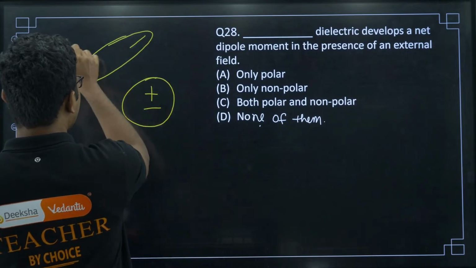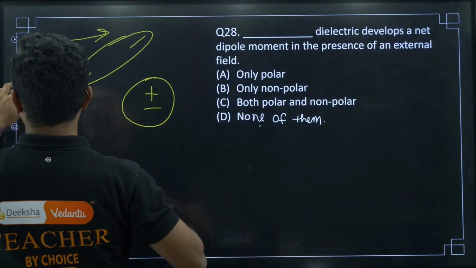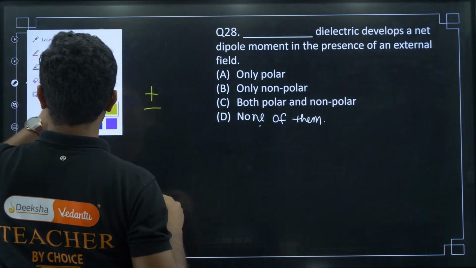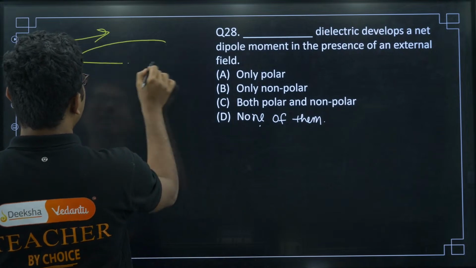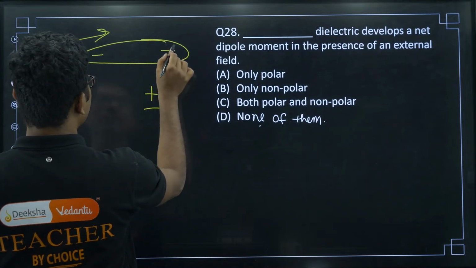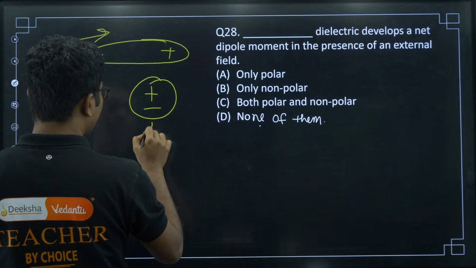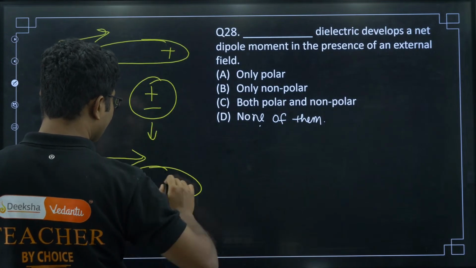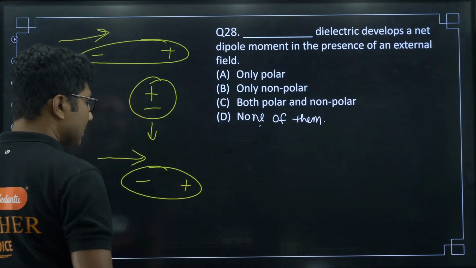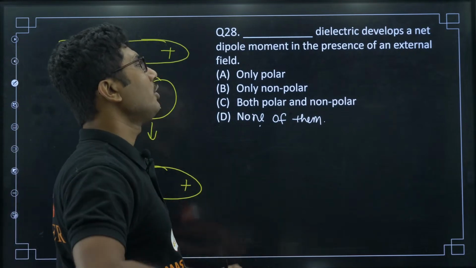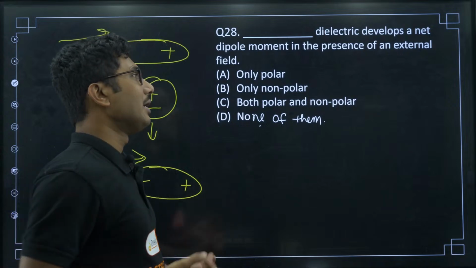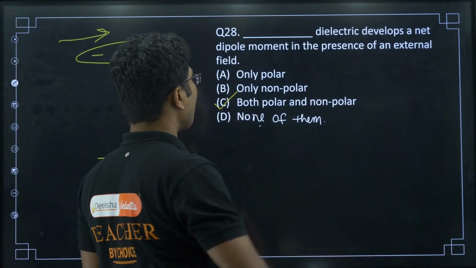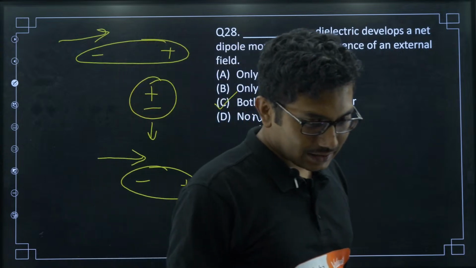But when you apply an external electric field, the dipole moments of a polar molecule get aligned, negative, positive. In non-polar molecules also, under the effect of the external electric field, the charges get aligned, minus, plus. So both dielectrics develop a dipole moment in the presence of an external electric field. So, option C is the correct answer.